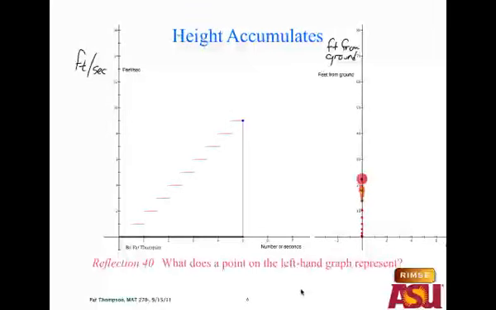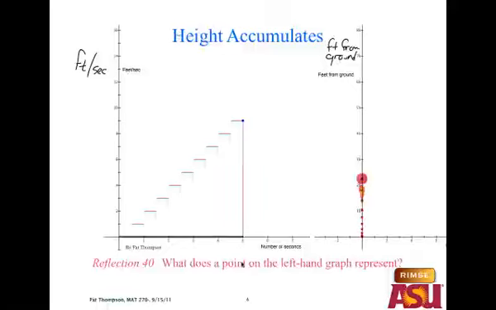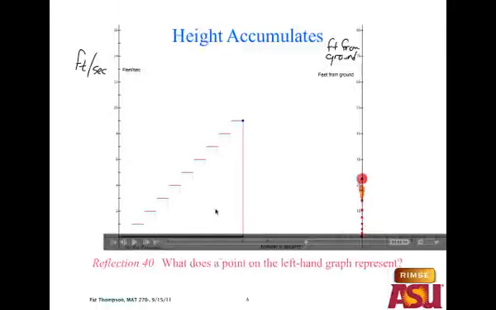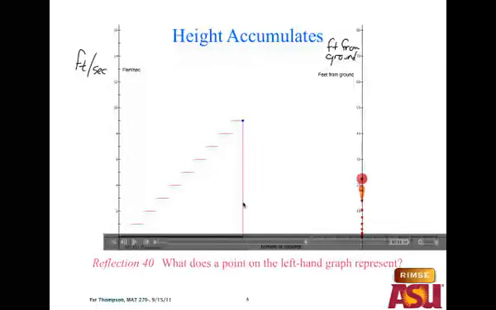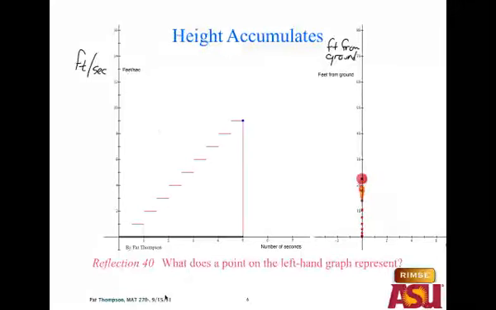So number of seconds. So are you trying to make it into one thing, or is it two different things? Well, it's two different things, but it's the number of seconds with the feet per second. Right. Yeah. So it's a velocity at the current time, right? So the x-coordinate is the current time, and the y-coordinate is the velocity at that point.